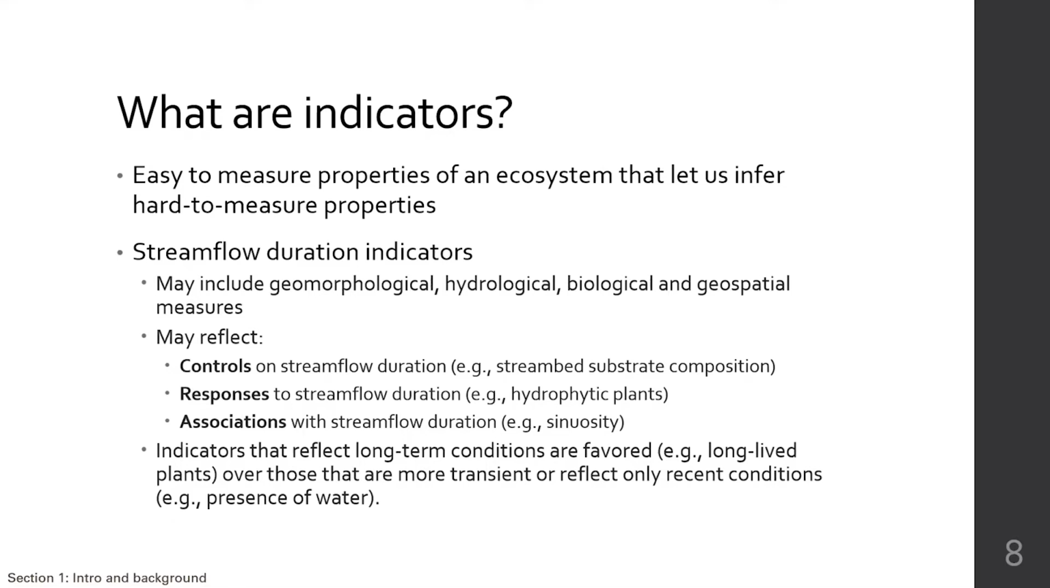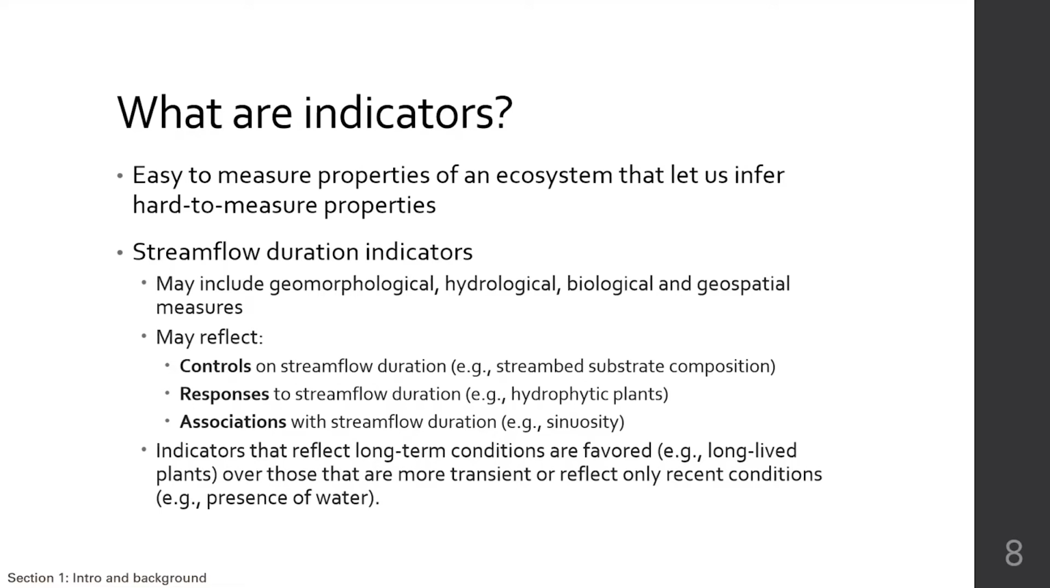Now, an indicator for streamflow duration can be a control on streamflow duration. Basically, you're measuring something that actually dictates how much water is in the creek or how much water can leave the creek. For example, streambed substrate composition can tell you something about percolation to groundwater. It can also reflect responses to streamflow duration, such as biological organisms adapted to certain flows, like hydrophytic plants.